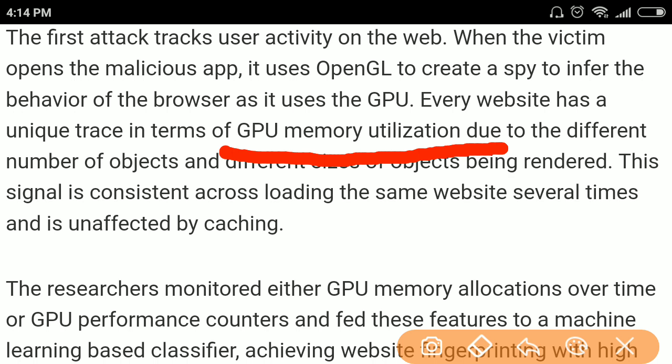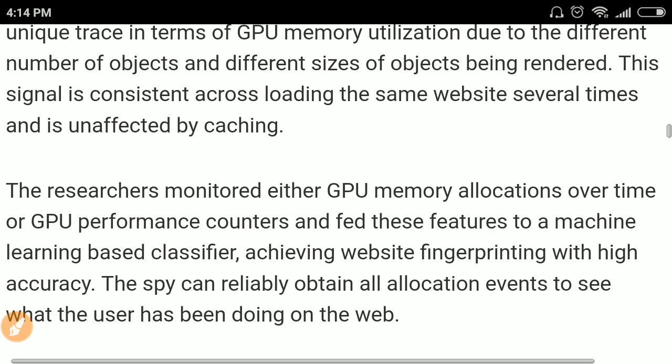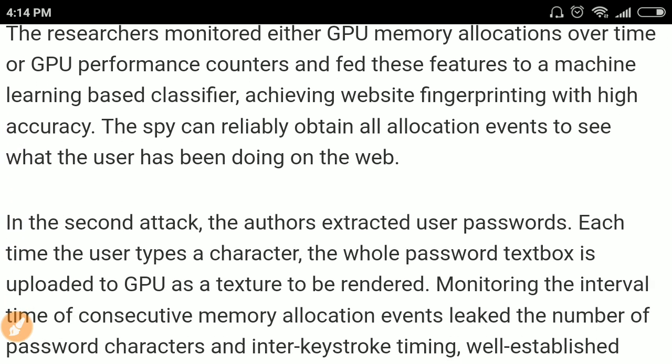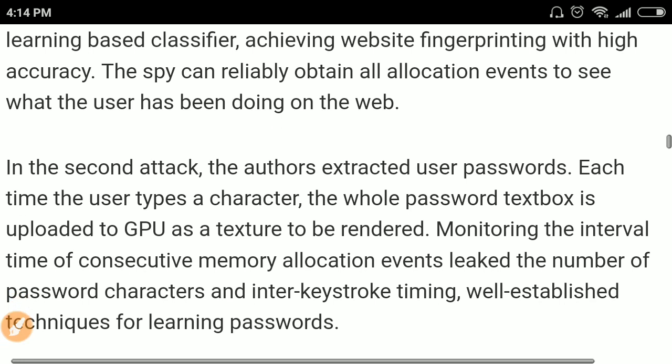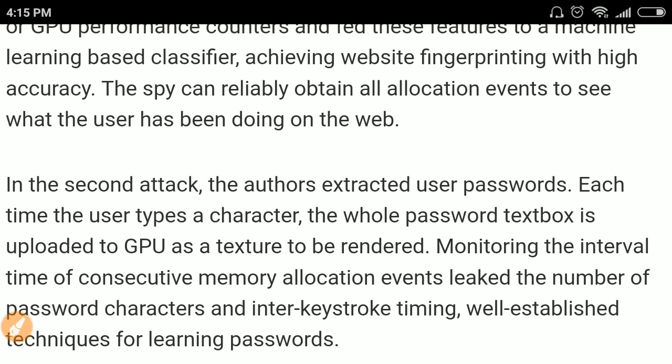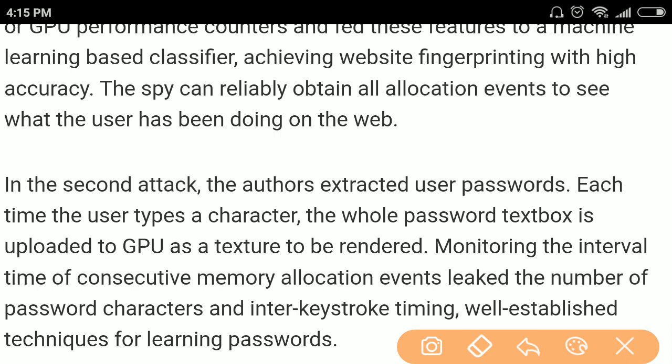First of all, they fed the training data to the machine learning algorithm, and later on they carried out the inference based upon the experimental data. They either monitored or fed the GPU performance counters or GPU memory allocation over time. So they obtained the website fingerprinting by utilizing these two features.